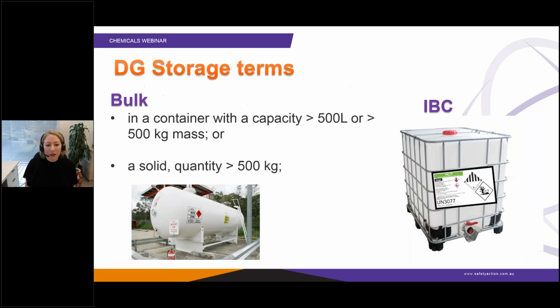Some of the terms that you might hear about for dangerous goods is called bulk. A bulk dangerous good is one that is stored in a large container. So for example, you're seeing an LPG tank on the screen. A bulk container is one that has a capacity greater than 500 litres or kilograms. Or if it's a solid substance, a quantity greater than or equal to 500 kilograms. IBC, you'll see one on the screen. IBC stands for Intermediate Bulk Container.